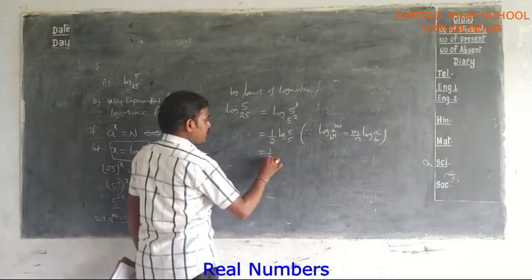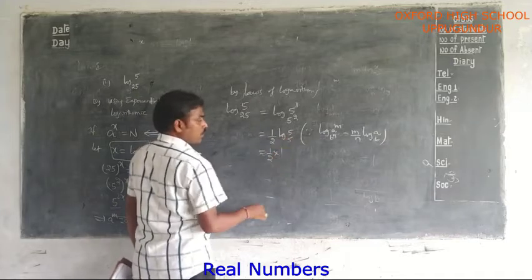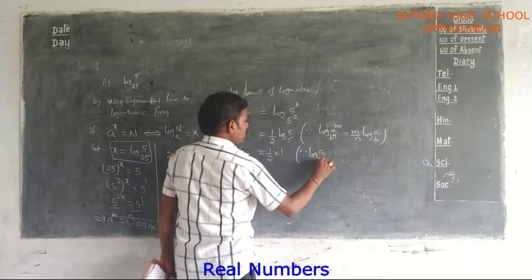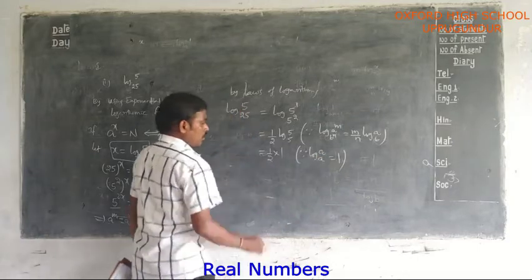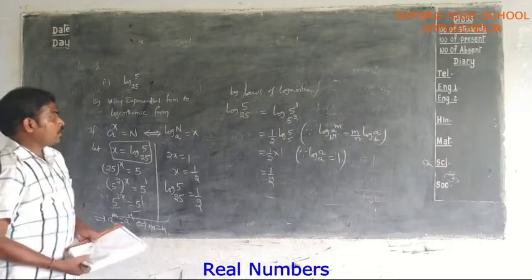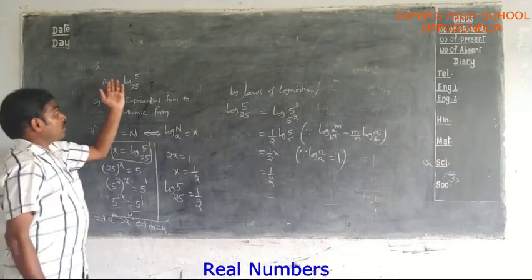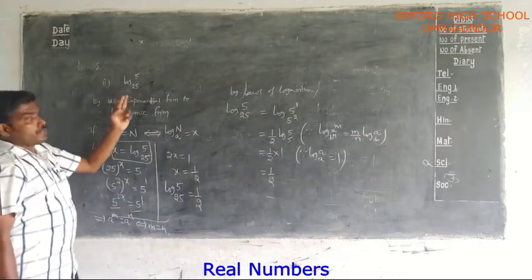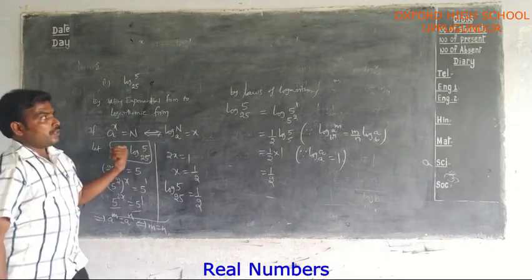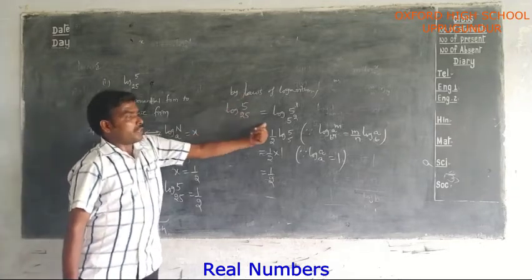Again 1 by 2 into, what is log 5 base 5 value? 1, because log a base a equals 1. Now 1 by 2 into 1, 1 by 2. So by using any one of these two methods, we can find the value of this log 5 base 25, by using logarithmic form to exponential form, or by using the laws of logarithms.